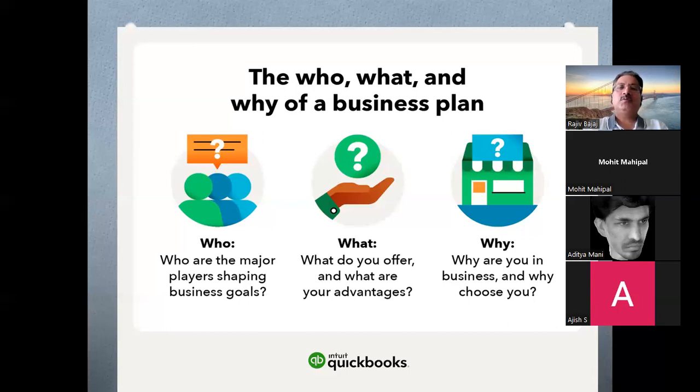Now let us come to the who, what, and why of the business plan, because that is a very, very important aspect. So who are the major players shaping business goals, right? Of course, the key team players in the company. As Aditya mentioned, in the beginning you can't afford a full-time CFO, sometimes you can't afford a full-time CEO, you can't afford a full-time CTO.